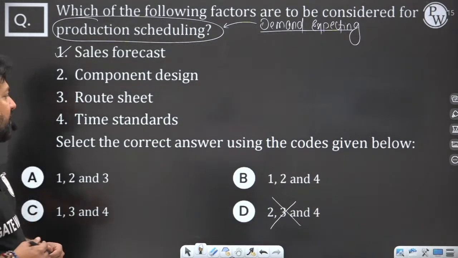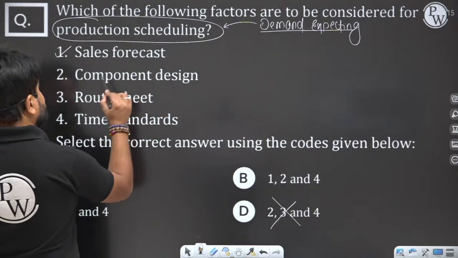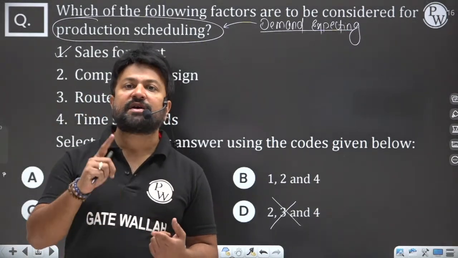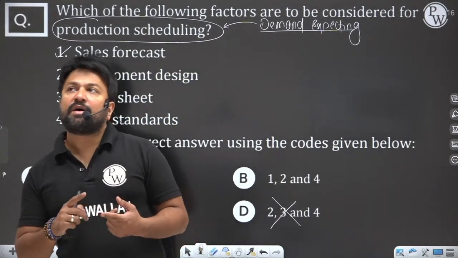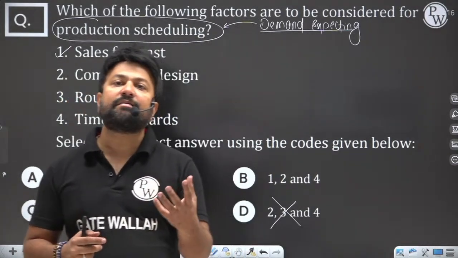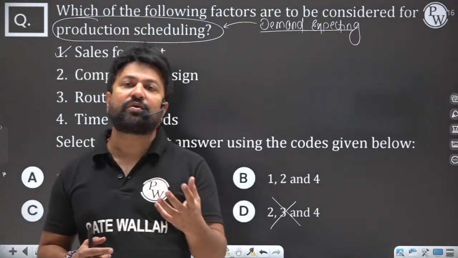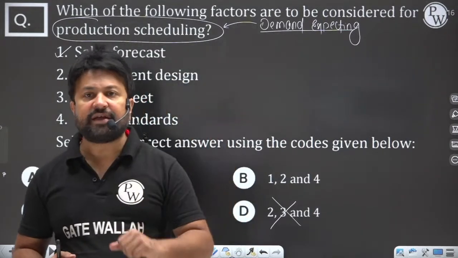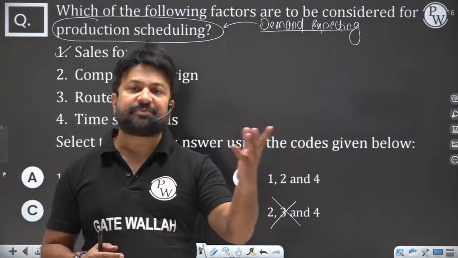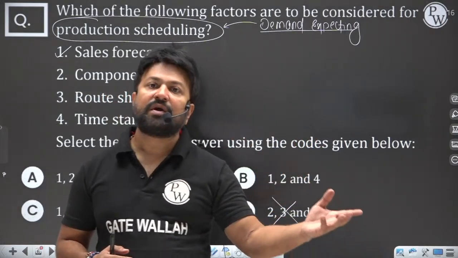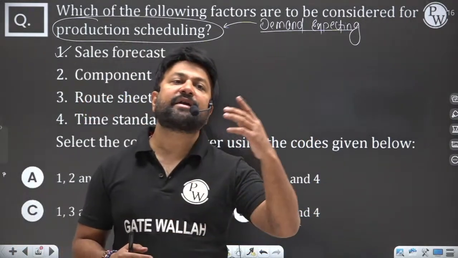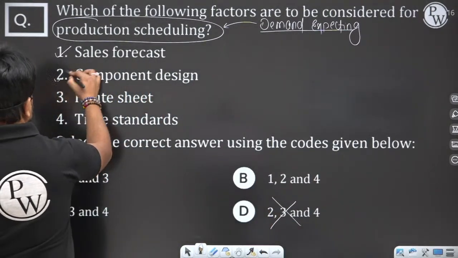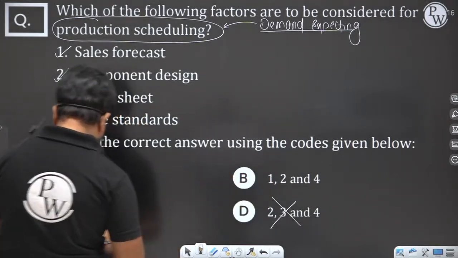Now let's see one by one. Component design. Yes, according to the component design, you schedule the thing, because it gives an idea how much time that product is going to take on a particular machine. According to that, we can apply SPT, shortest processing time rule, earliest due date rule, critical ratio rule. So component design is also an important factor. So 1 and 2.